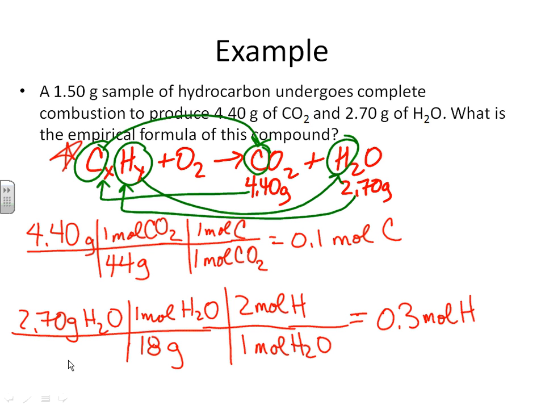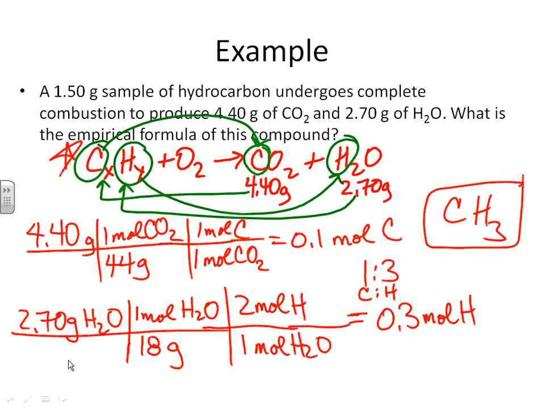So we have 0.1 moles of carbon, 0.3 moles of hydrogen. Clearly this is a 1 to 3 for carbon to hydrogen. That should be very apparent by looking at those numbers. So the empirical formula for our unknown hydrocarbon is CH3.